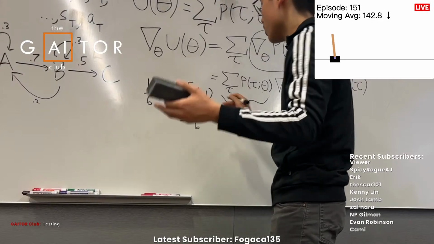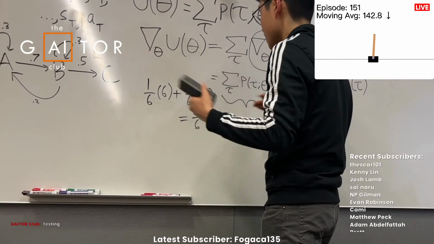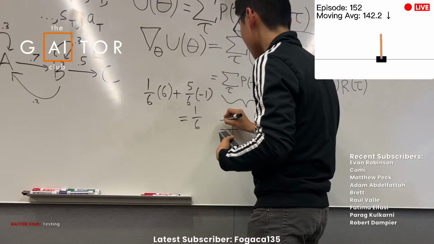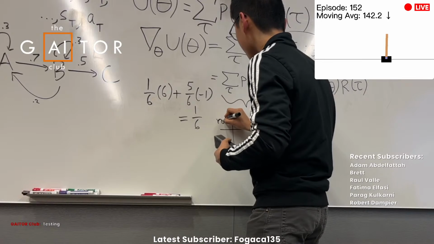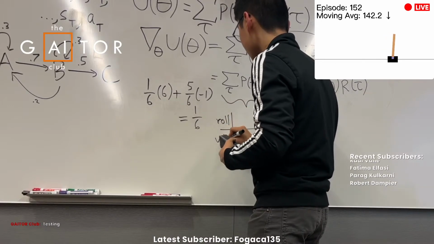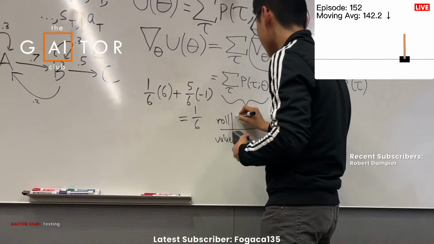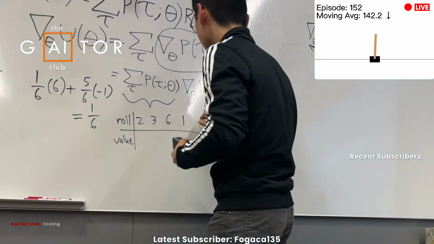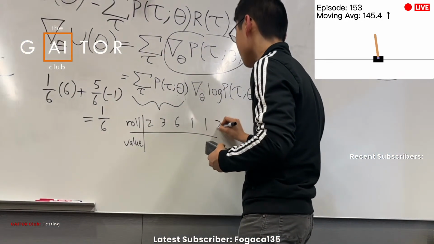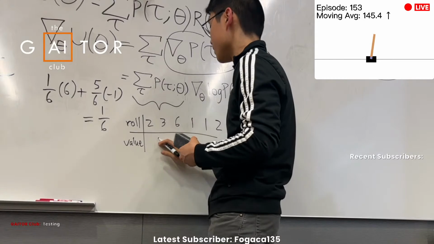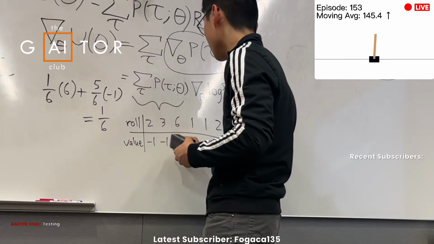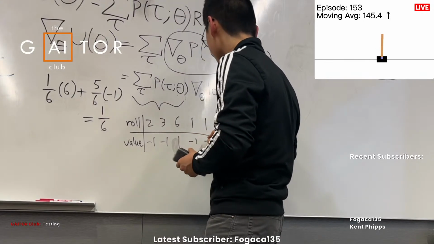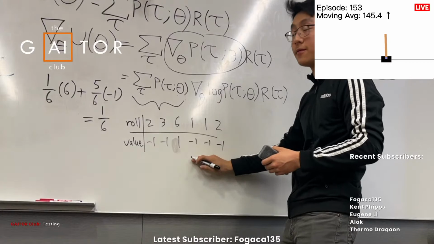So what you do is you just roll the die as many times as you can, and you're going to observe the expected value. So this is the roll, and this is the value. So let's say the first roll you roll 2, and the next roll you roll 3, the next roll you roll 6, then 1, and then 1 again, and then 2. So what is the value? This is going to be a -1, -1, -1. This is going to be a 1, -1, -1, -1.